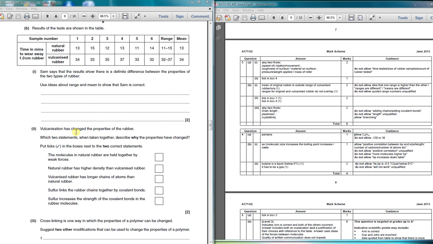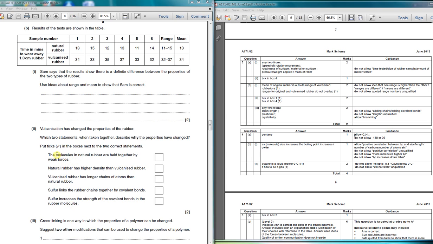Question B, part 2. Vulcanization has changed the properties of the rubber. Which 2 statements, when taken together, describe why the properties have changed? You have to put ticks in 2 of these boxes. So the options are: molecules are held together by weak forces, natural rubber has a higher density than vulcanized rubber, vulcanized rubber has longer chains of atoms than natural rubber, and sulfur links the rubber chains together by covalent bonds, or sulfur increases the strength of the covalent bonds in the rubber molecules.